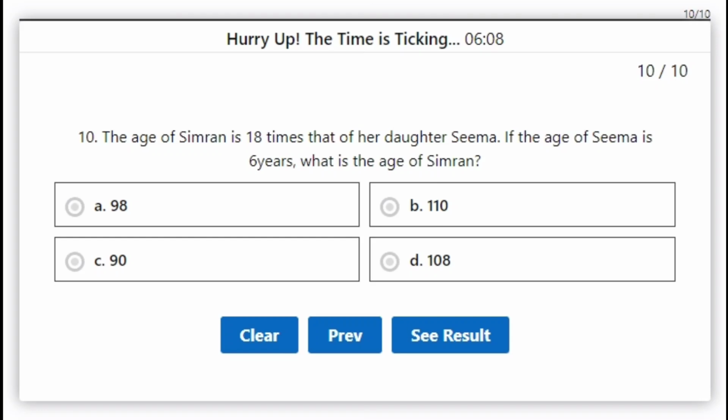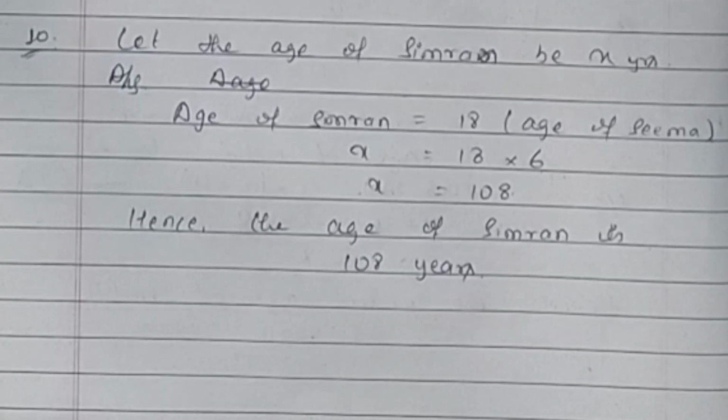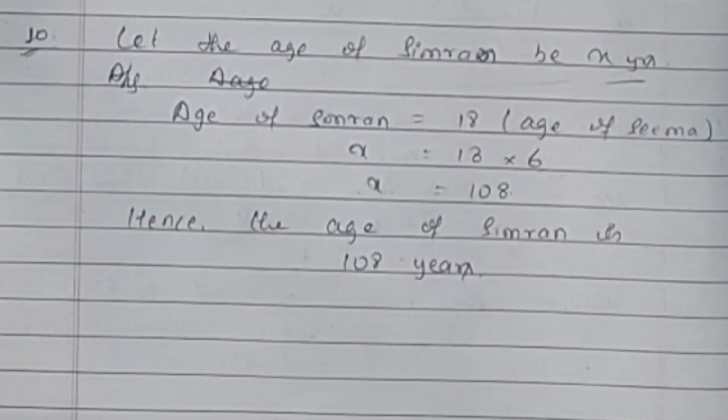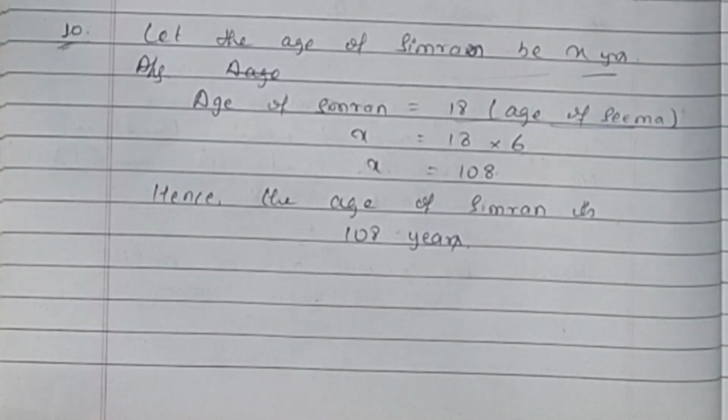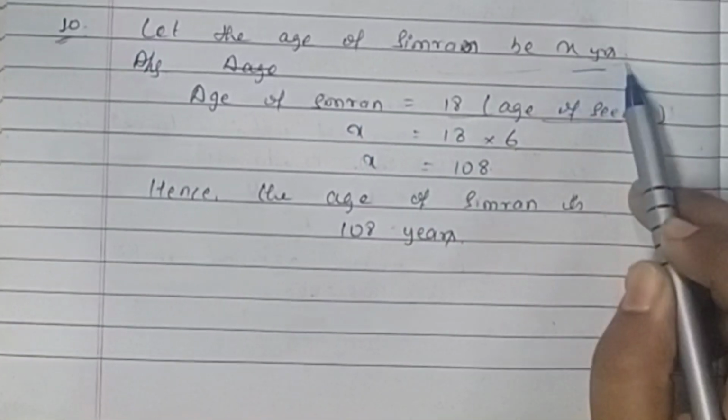Now our last and final question is, the age of Simran is 18 times that of her daughter Seema. If the age of Seema is 6 years, then what is the age of Simran? So the question is very simple, and by following the question itself, we have assumed the age of Simran to be x years, and according to the question, age of Simran is equal to 18 times age of Seema.